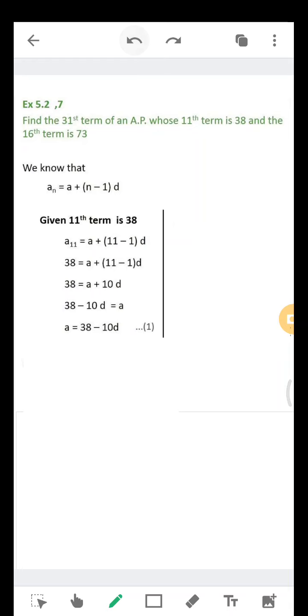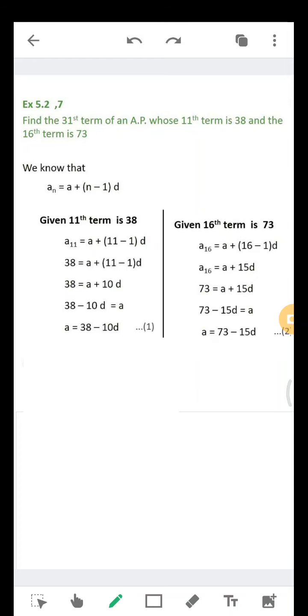Then we'll go to the next part, that is 16th term is 73. So 16th term I can write directly as a plus 15d. Even if you don't want to write this step, it's okay. So 16th term is a plus 15d, or you can go with the formula a plus 16 minus 1 into d, which is a plus 15d. So a plus 15d is equal to the given 73. So from here we get again a is equal to 73 minus 15d. So these both are equal to a. From equation 1 and 2 you can check this, both the values are equal to a.